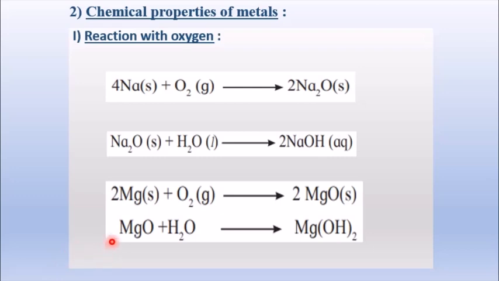Now when this metal oxide comes in contact with water, we are taking magnesium, which is a metal. When magnesium oxide reacts with water, it is soluble in water, and it forms a base, that is an alkali, which is magnesium hydroxide. So from this we can conclude that whenever any metal combines with oxygen when it is heated, it forms metal oxide. And when metal oxide is treated with water, it dissolves in water and forms an alkali, or a base.